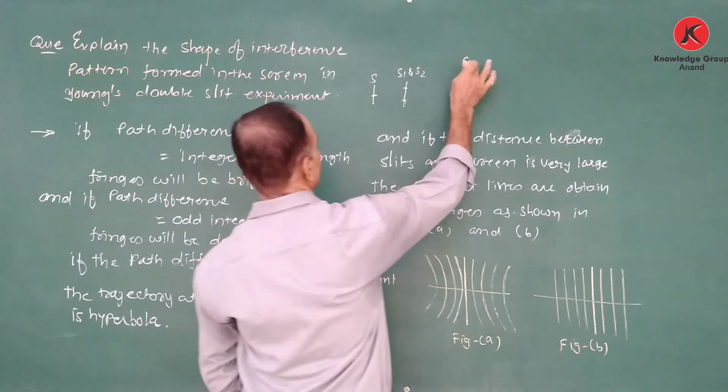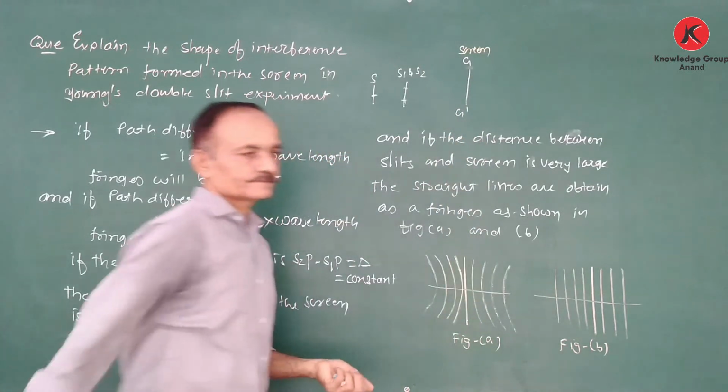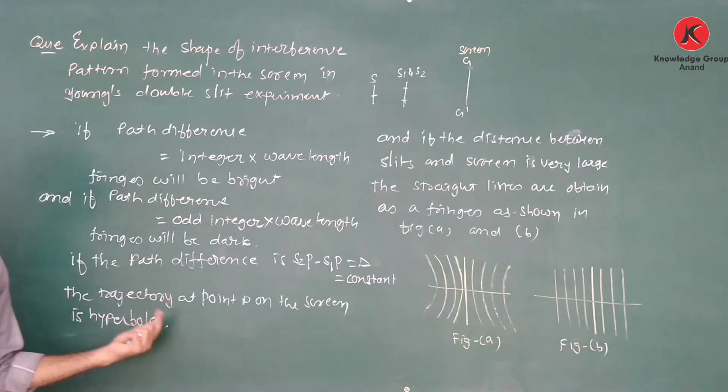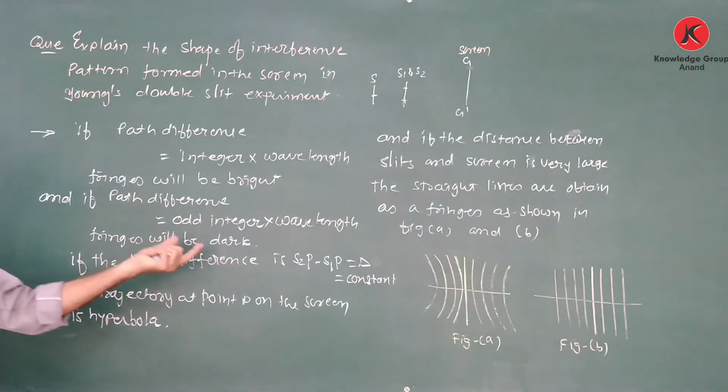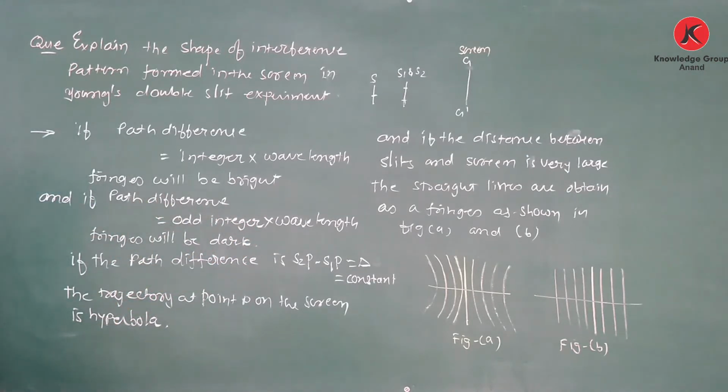There is our screen. So there is the answer to the question: the shape of the interference pattern in Young's double slit experiment.